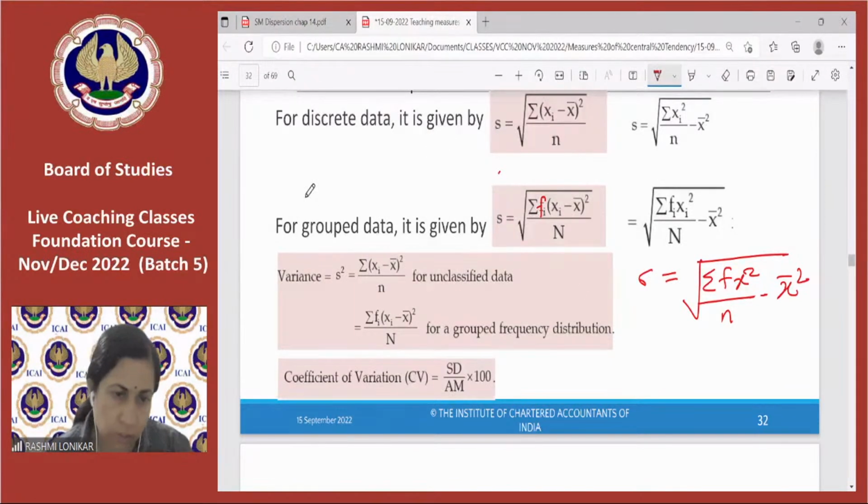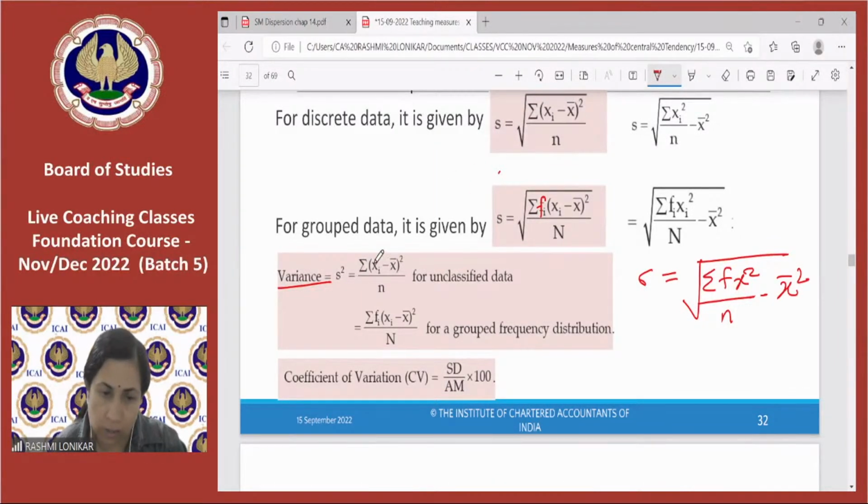Then there is a concept. This is standard deviation. Then there is the concept of variance. Variance is simply S square. Whatever standard deviation you found out, when you square it, it is known as variance. So for group data, the square root sign simply goes away. When you find variance, you don't need to find the square root.